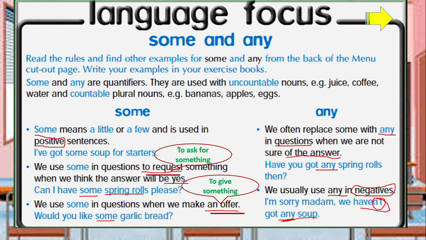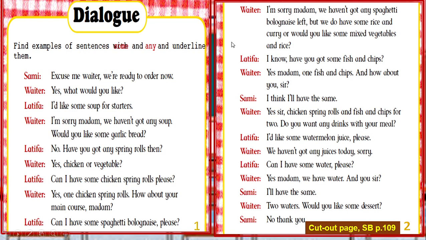Now, my students, let us go back to the menu here and find examples of some and any. Okay, let's start. The first example is the last one. Would you like some dessert? What is this, student? Here the waiter is offering. This is offer. Very good. And we use some. When we make an offer, we use some. Very nice. Another example, students.